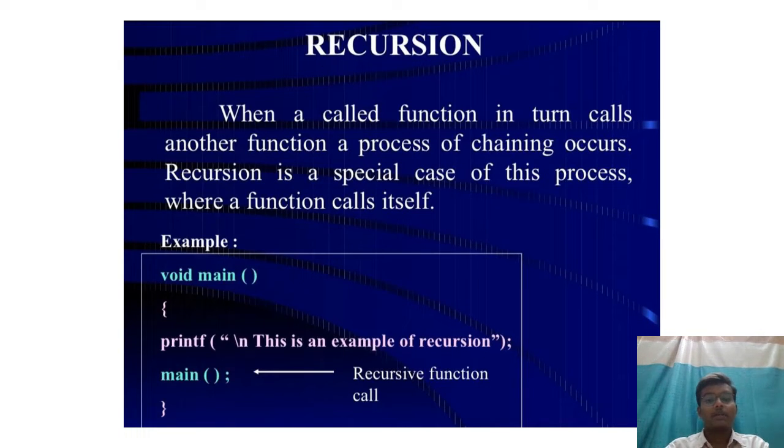Recursion. When a called function in turn calls another function, a process of chaining occurs. Recursion is a special case of this process, when a function calls itself. Example: void main, printf backslash n. This is an example of recursion. Main is a recursive function call.